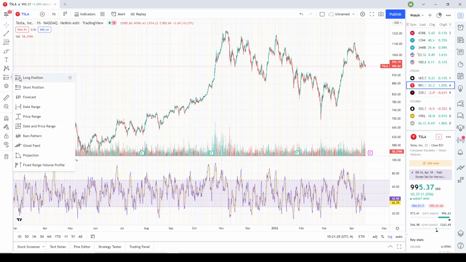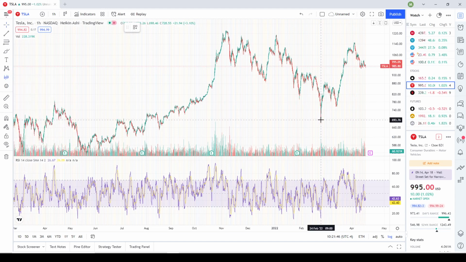Here you can measure your long positions, your short positions. You can make date ranges. You can price out, like, okay, Tesla moved this and this from these certain days. You can find fixed range volume, projections. You can even ghost the bar pattern. So this is actually a pretty cool thing.